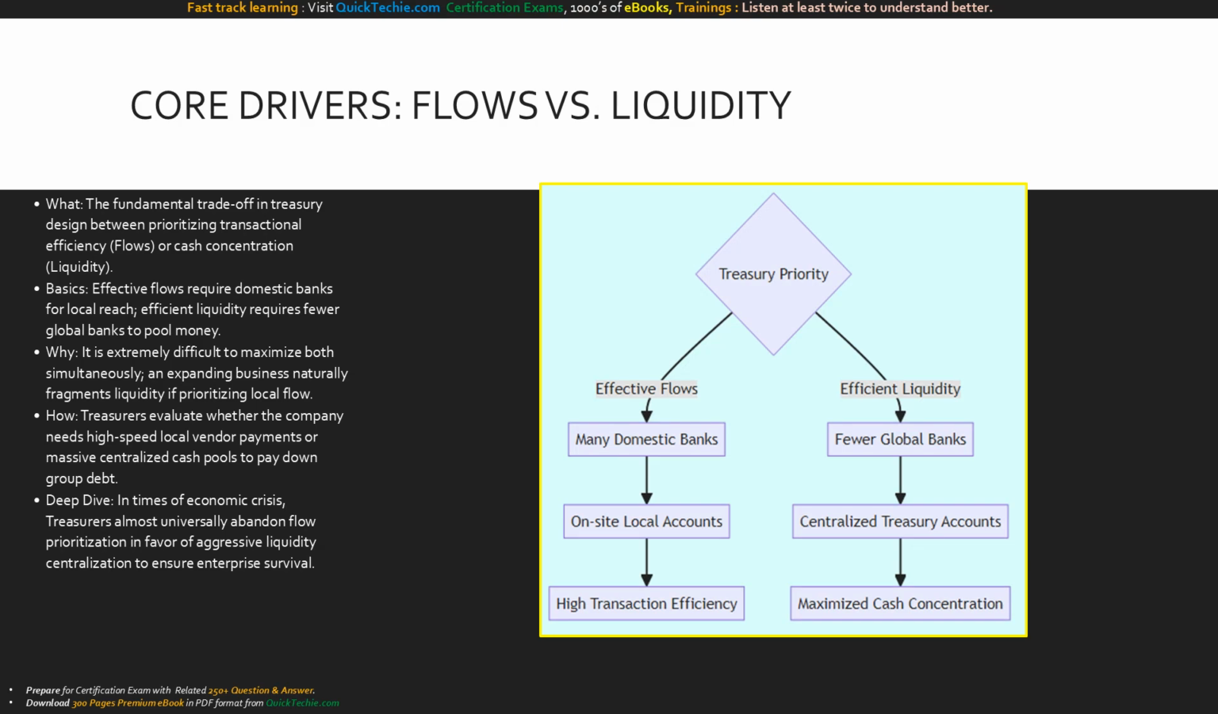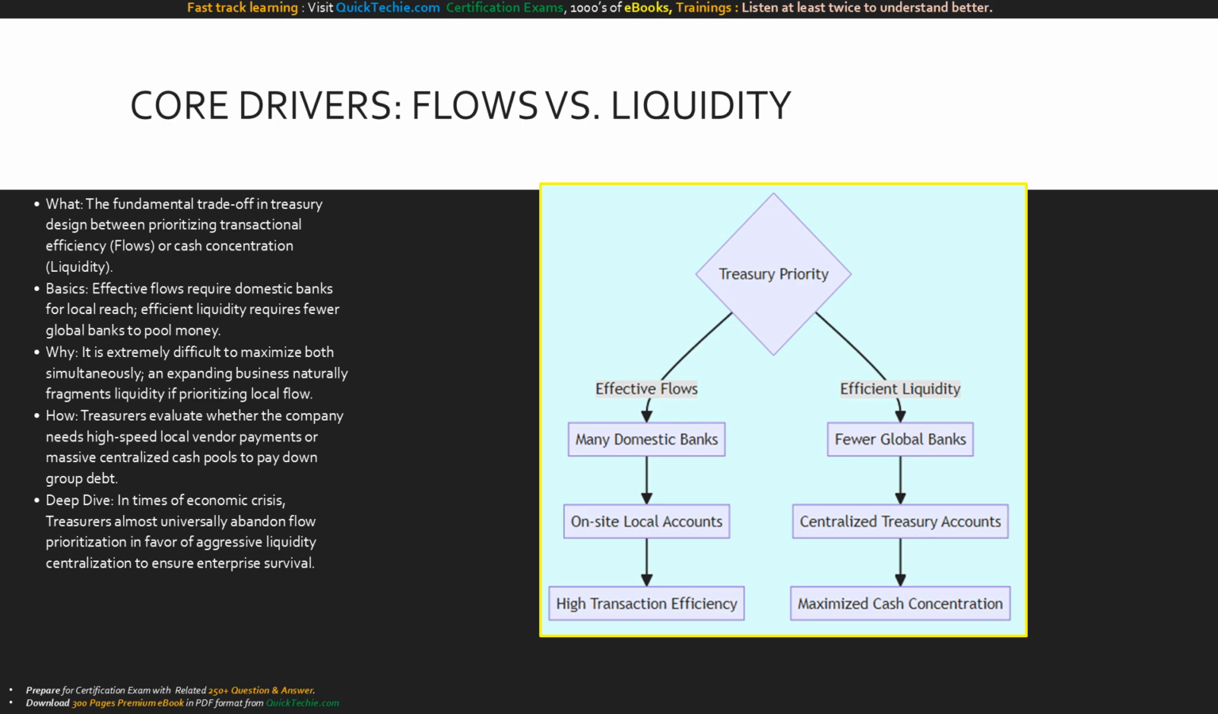Moving to our second slide, we encounter the biggest dilemma a treasurer faces when designing accounts, the trade-off between flows and liquidity. What is this? It's a strategic choice. Are we optimizing for the speed of transactions or the pooling of cash? The basics are simple. If you want effective flows, you open accounts with local domestic banks to pay local vendors quickly. But if you want efficient liquidity, you use a few global banks so you can pool all your cash together. Why is this a trade-off?